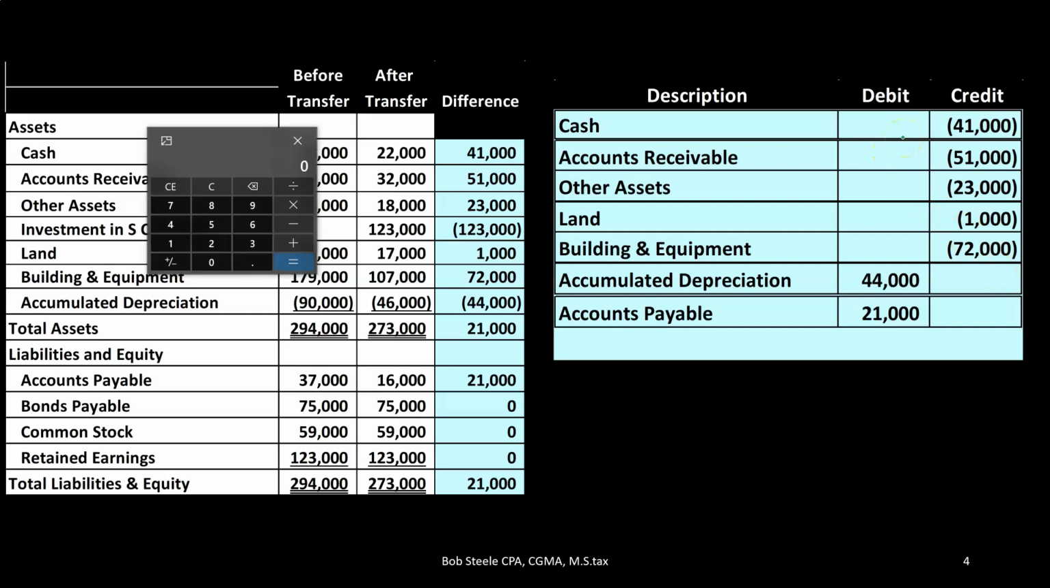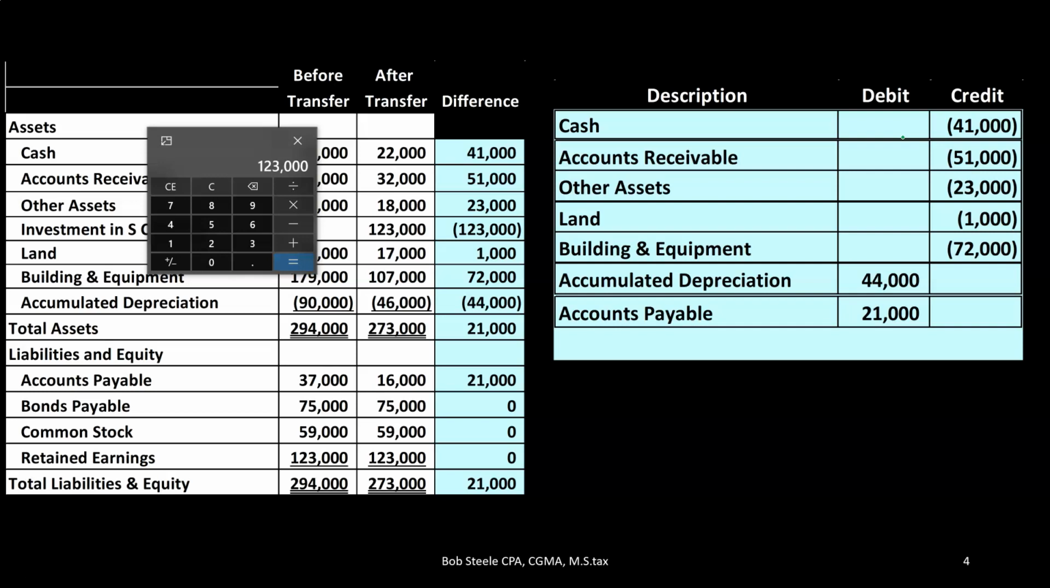All right, and so then if you think about where we stand at this point, we can obviously say, all right, well, what did we transfer in? We transferred 41,000, pulling out the trusty calculator, plus 51,000, plus the 23,000, plus 1,000, plus 72,000, and then we had minus the 44,000 minus the 21,000.